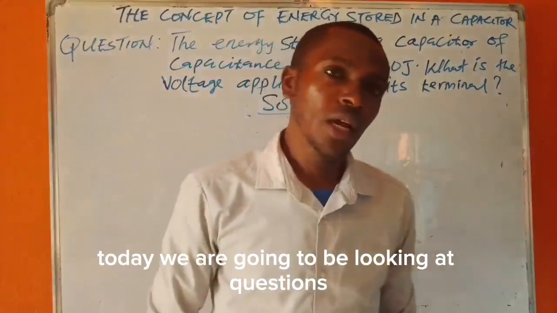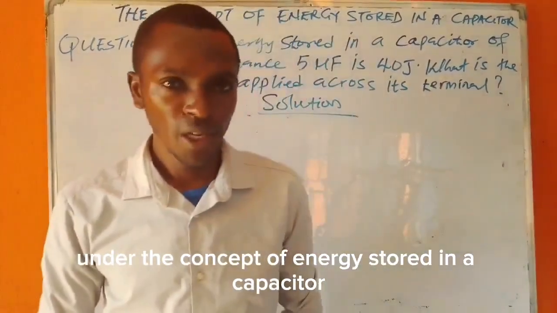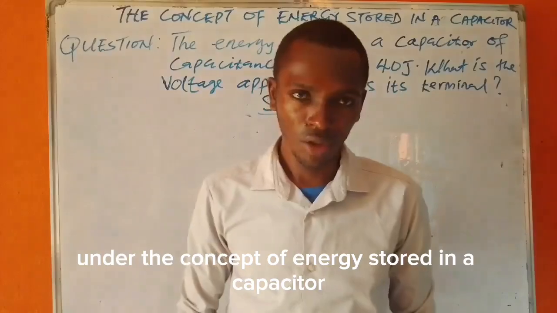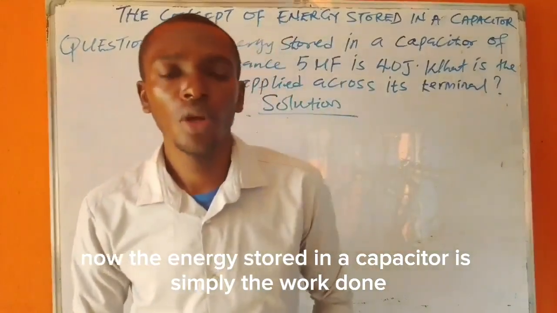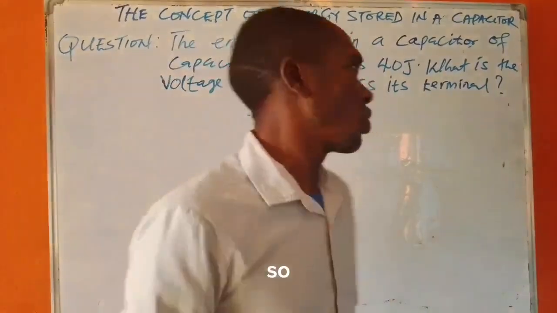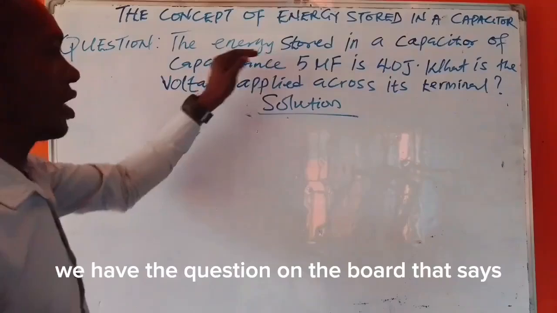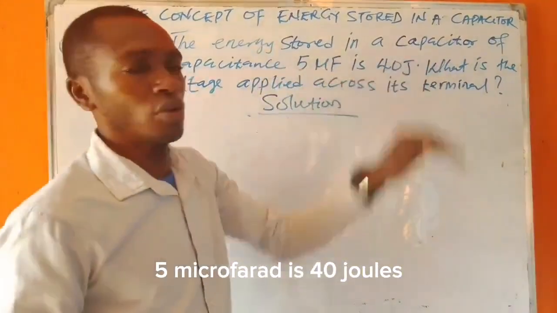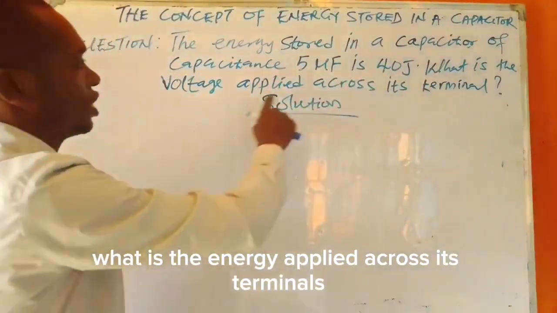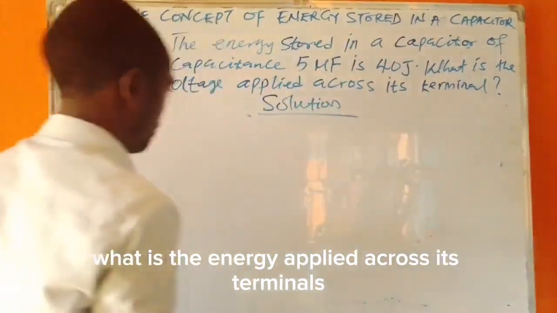Today we are going to be looking at questions under the concept of energy stored in a capacitor. Now, the energy stored in a capacitor is simply the work done in that capacitor. So we have the question on the board that says the energy stored in a capacitor of capacitance 5 microfarad is 40 joules. What is the energy applied across its time?